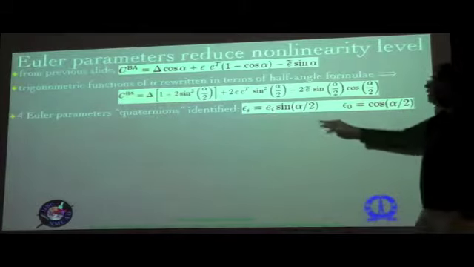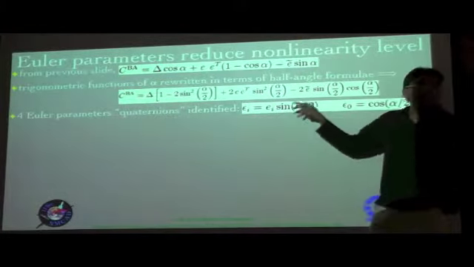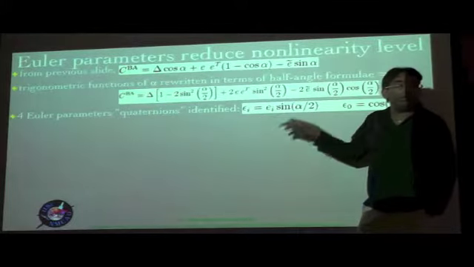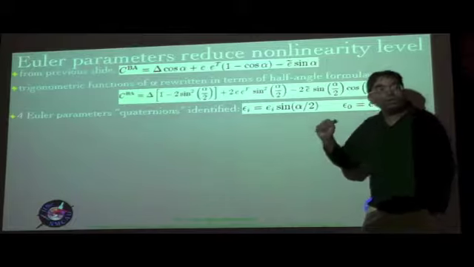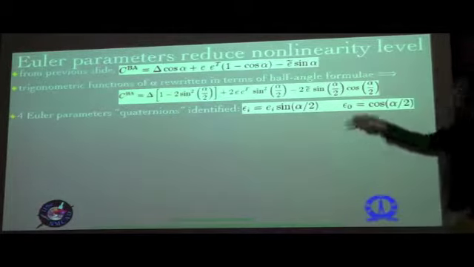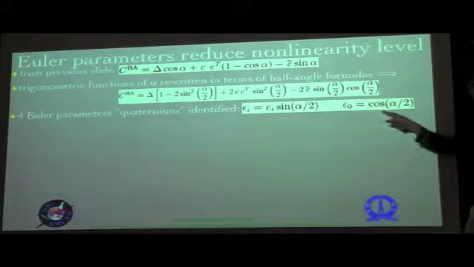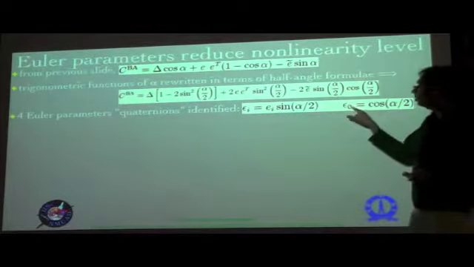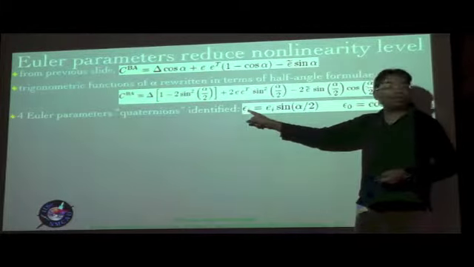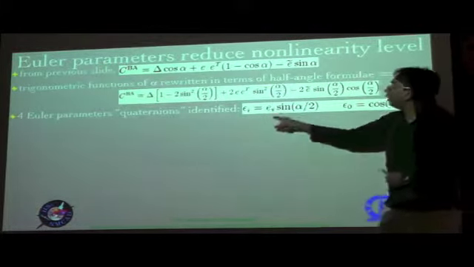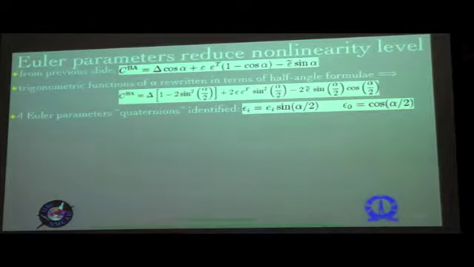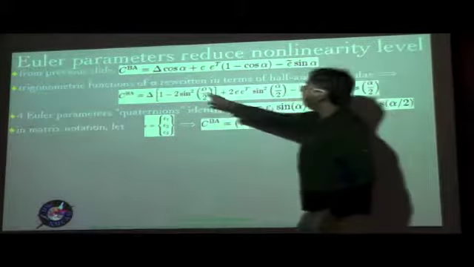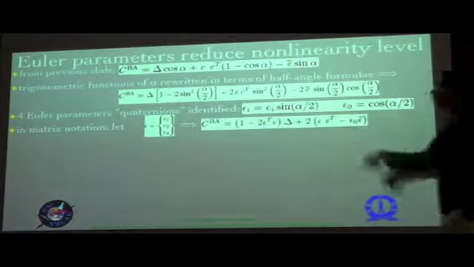The first 3 are basically associated with sine alpha by 2, and the E1, E2 and E3, which are the components of the unit vector about which that simple rotation takes place. And epsilon naught is basically cos alpha by 2. So now we have 4 quantities. One is epsilon naught, the other 3 are epsilon 1, 2 and 3 associated with the E1, E2 and E3 respectively, right?